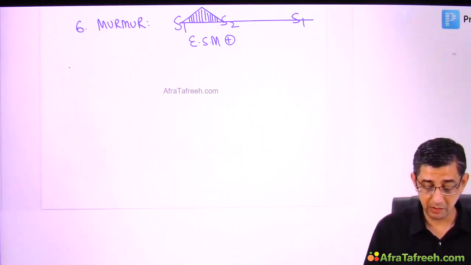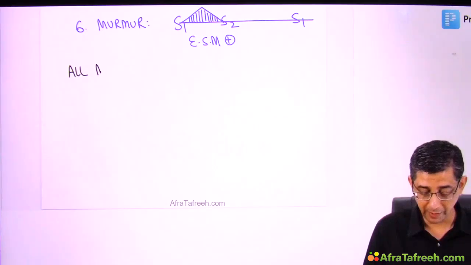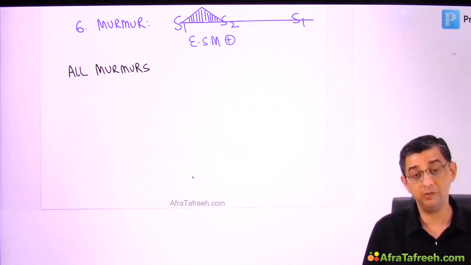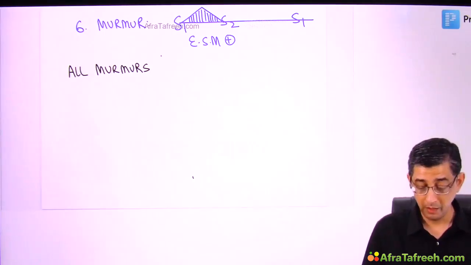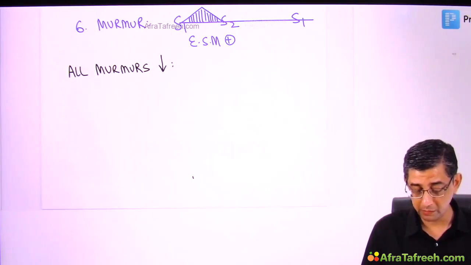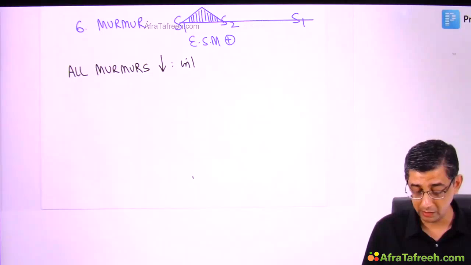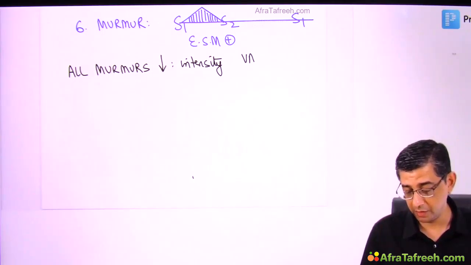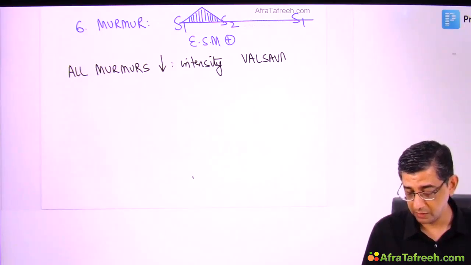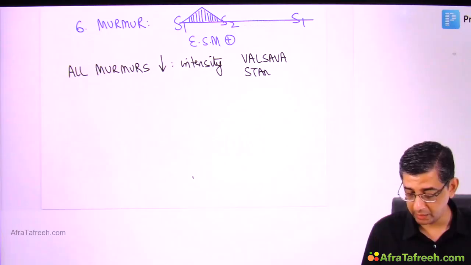I have highlighted this in the murmurs part also, but let's practice that statement once again. I would like you to stop noting at the moment and just follow my words very carefully. The statement of mine is: all murmurs will decrease in intensity. Everything that is being talked about here is the loudness of the murmur. All murmurs will decrease in intensity on the following maneuvers: Valsalva, standing, and amyl nitrate inhalation.